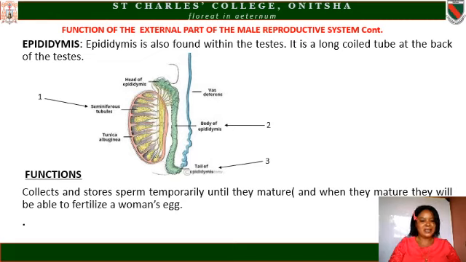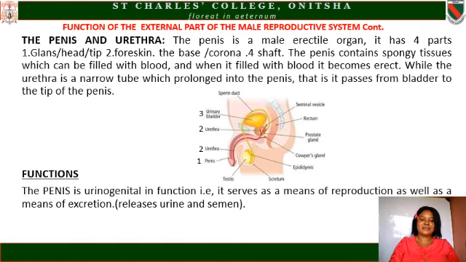Let's look at the functions of the epididymis. They collect and store sperm temporarily until they mature. The sperm that emerge from the testes are immature and incapable of fertilization. Therefore, they stay in the epididymis until they reach maturity. And when they mature, they will be able to fertilize a woman's egg.